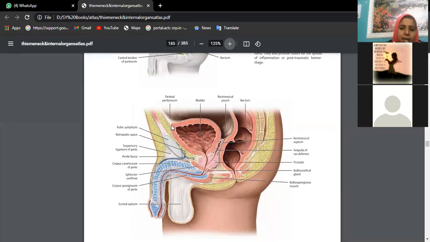Beta, it has apex, it has superior surface, it has base, it has neck, and it has inferolateral surface. I'm again repeating, this is apex, this is base, this is superior surface, this is inferolateral surface, and this is neck. That's how you have to identify when this section is given to you. At the apex of urinary bladder, there is one ligament called the median umbilical ligament, which goes up to the umbilicus, this white median umbilical ligament.